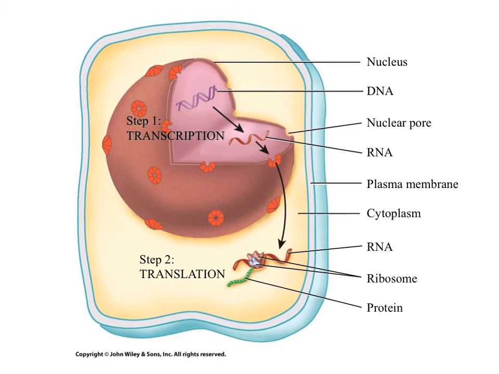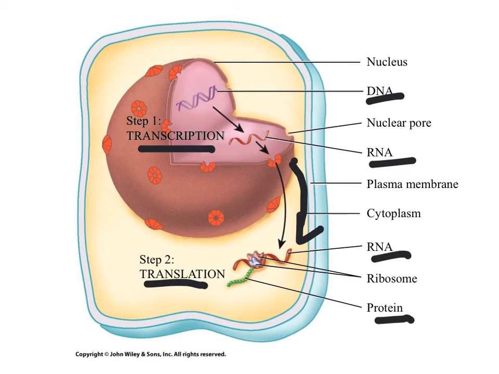Here we have transcription happening within the nucleus. You see transcription is right here, step 1. We have transcription, so we're going from DNA to RNA. That's happening within the nucleus itself. The mRNA leaves through the nuclear pore, and then on a ribosome we have step 2, which is translation, where the RNA is going to become a protein.